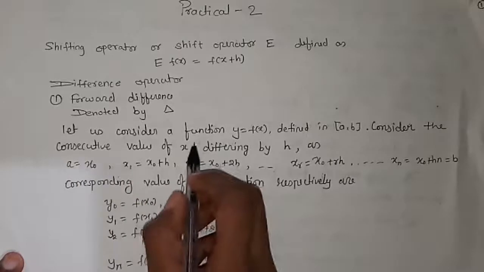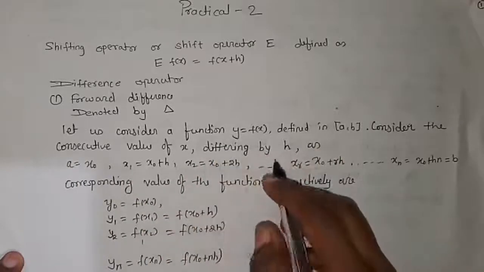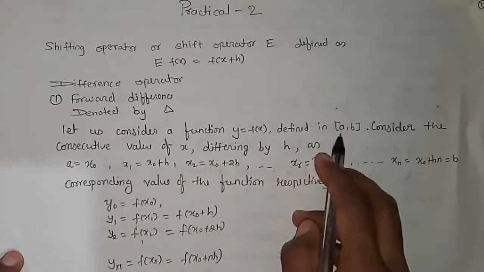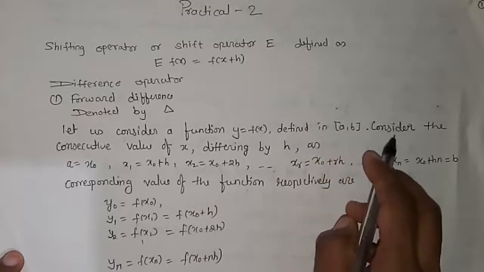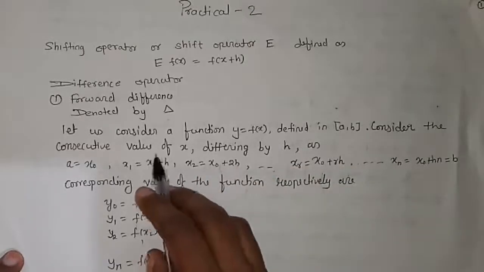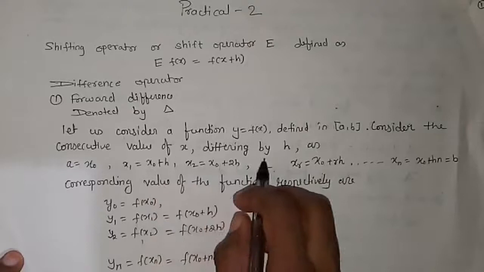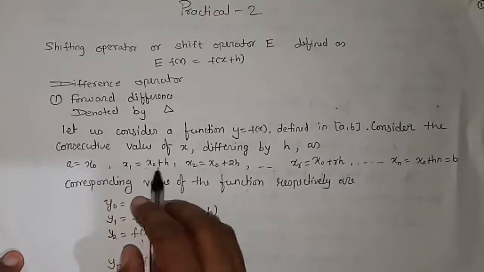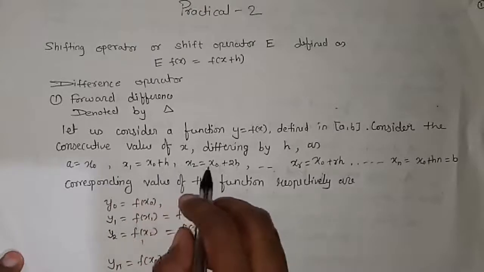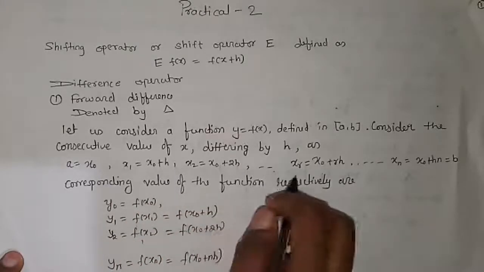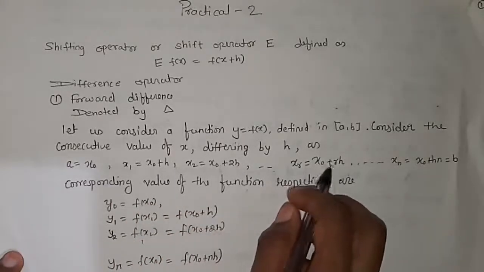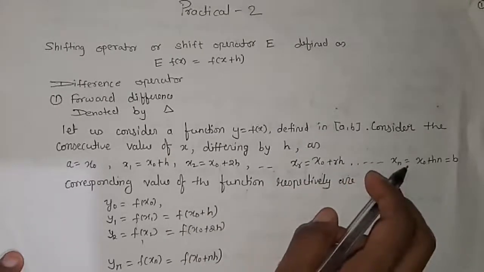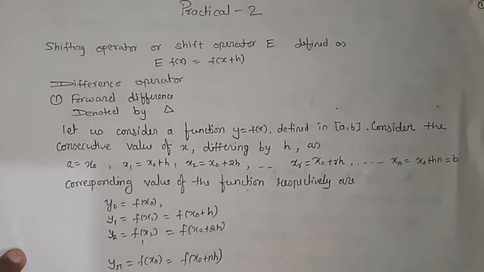Let us consider a function y is equal to f(x) defined in any closed interval a to b. Now consider the consecutive values of x differing by h as a is equal to x naught, x1 is equal to x naught plus h, x2 is equal to x naught plus 2h, and xr is equal to x naught plus rh, and xn is equal to x naught plus nh, which is equal to b.